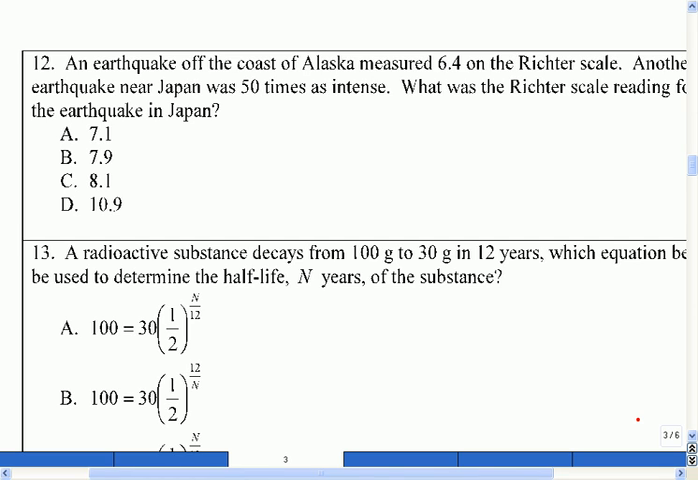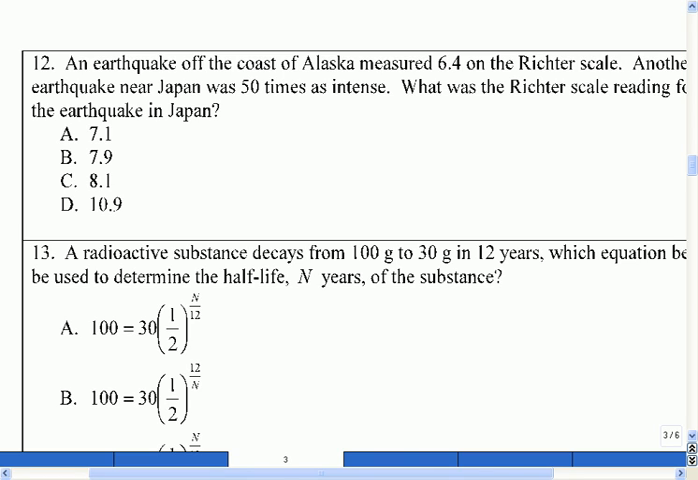Okay, let's try to finish off so I can give you a bit of the class to do some work on your own. This one here says an earthquake in Alaska was 6.4, another near Japan was 50 times as intense. What was the value on the Richter scale?